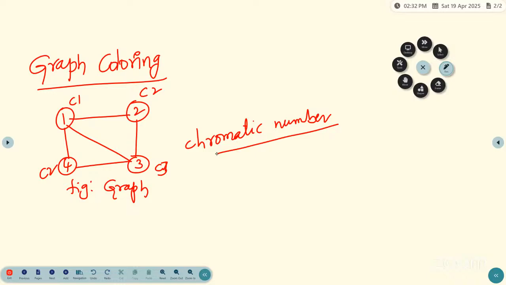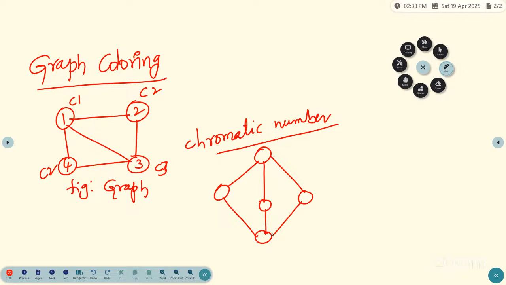What is the chromatic number of the given graph? అంటే ఈ given graph కి ఎన్ని colors అవసరం? If this is a graph, you can say it is 3. 3 is the chromatic number, right? How many colors are required? What is the chromatic number of this graph?